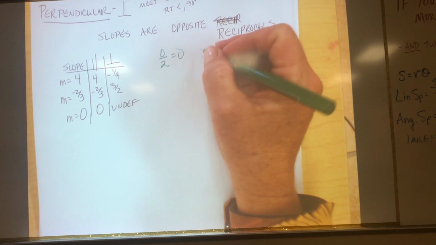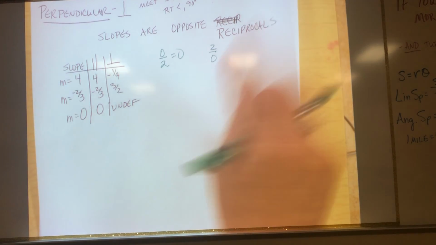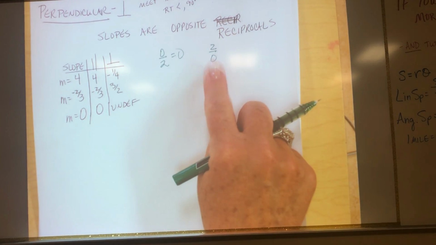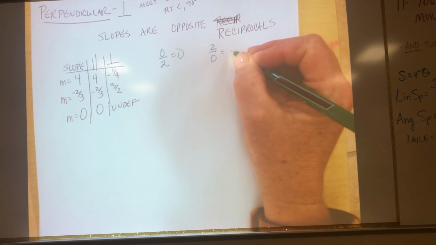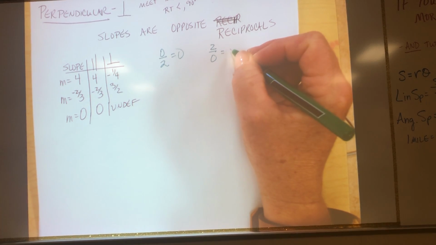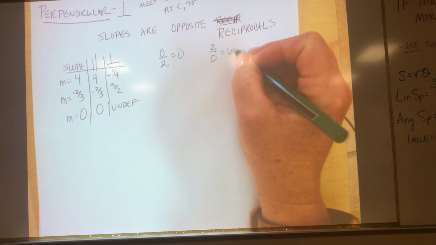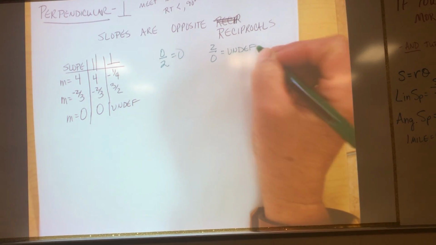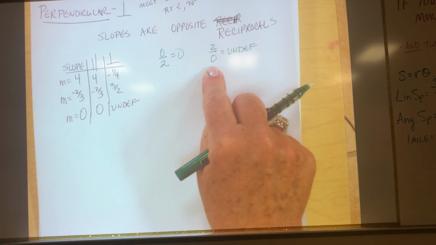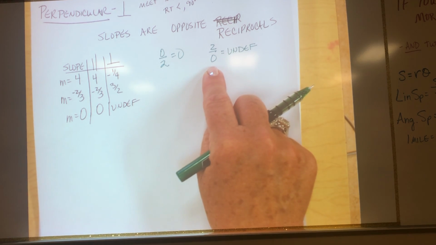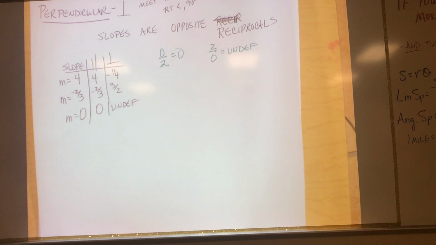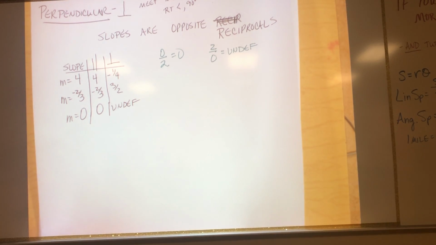Okay? What about 2/0? Acceptable or unacceptable? Unacceptable. What is it? Undefined. Very good. Division by 0 is not defined. So any fraction with a 0 on the bottom is going to be undefined. Remember in the 6th grade when you started doing fractions, they said you can't have 0 on the bottom. Division by 0 is not defined.